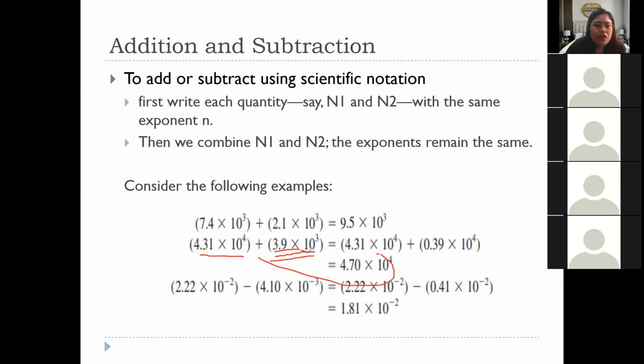So try the second or third given. See if you can also get 4.70 times 10 raised to the power of 4 and 1.81 times 10 raised to the power of negative 2. You just try. Okay, the answer is 9,500 again. So yes, they are the same. You can also turn it back into scientific notation.